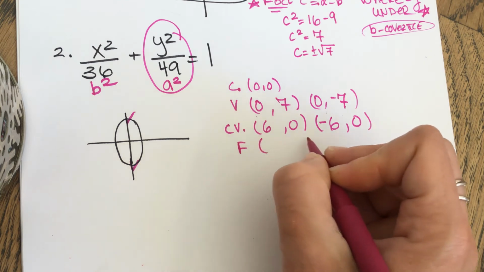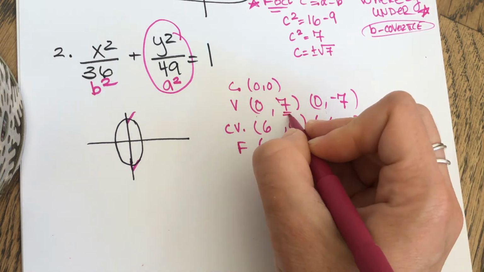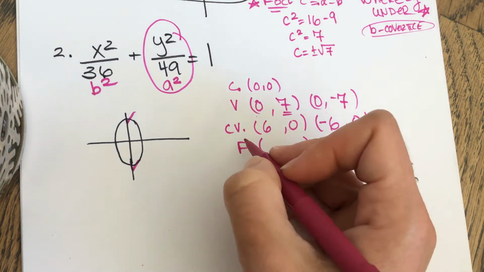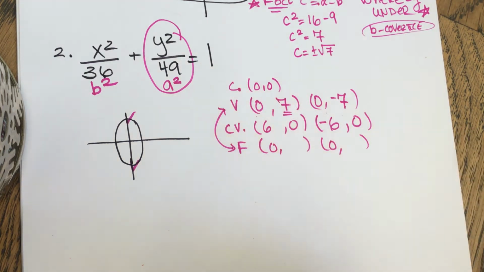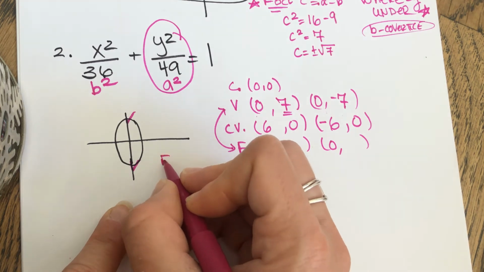So for the foci, first what I would do is make your foci match your vertices. Remember, your foci and your vertices, so right away put a 0, get it out of the way. Okay, so here we go for the foci.